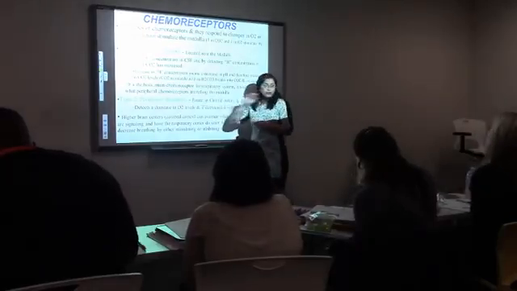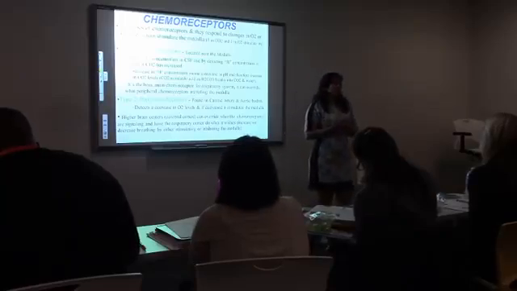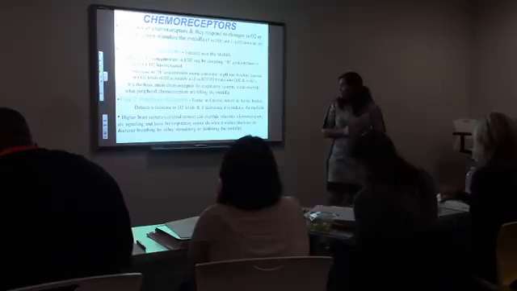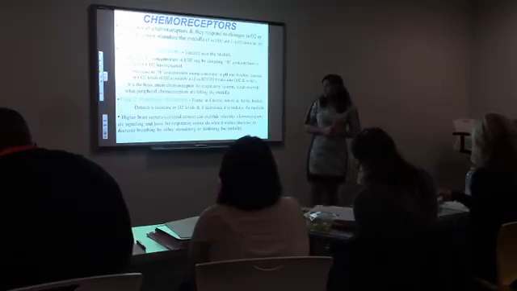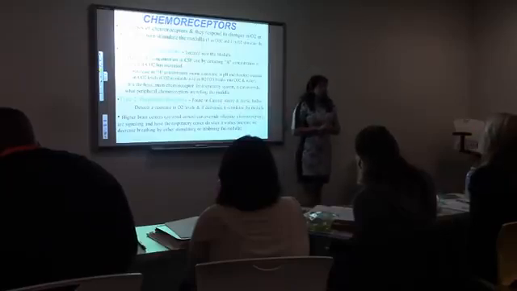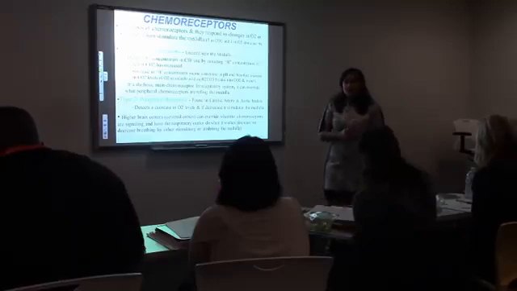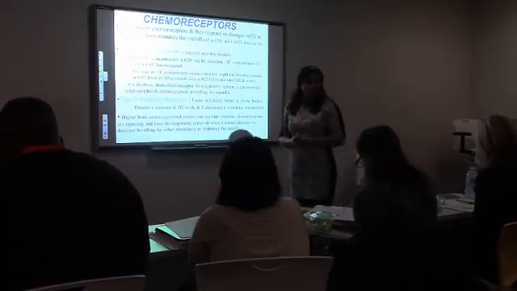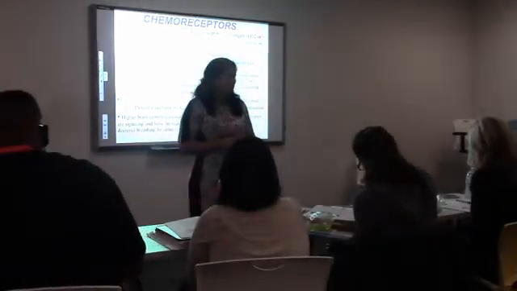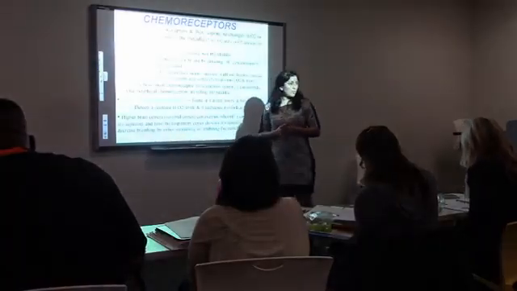Now let's talk about the peripheral chemoreceptors. Peripheral chemoreceptors detect a drop in oxygen levels. Where are they located? They're located in the carotid and aortic bodies. Their job is to detect oxygen levels. Anytime the oxygen levels drop, it stimulates the respiratory center. Okay? Questions, concerns so far?